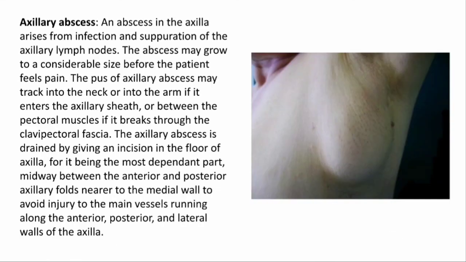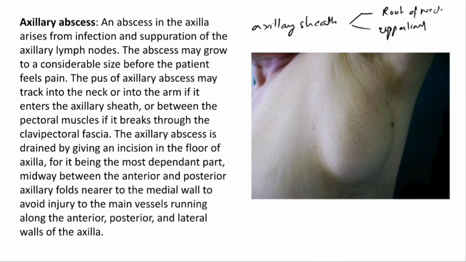Coming to axillary abscess. Axillary abscess is due to infection or suppuration of the axillary lymph nodes, and this abscess grows to a considerable size before the patient feels any pain. If the pus of the axillary abscess enters the axillary sheath, it can track into the root of the neck and also to the upper limb.